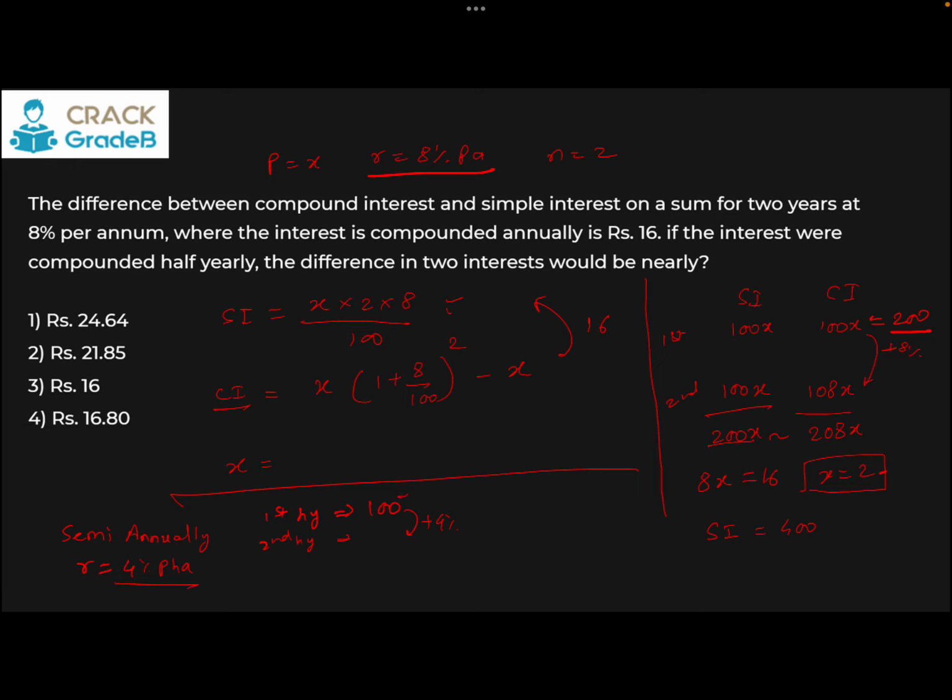And in case of compound interest, your interest increases by R% every year, or in this case 4% per half year, because our cycle is half year. So if you increase it by 4%, it is exactly 104. But now if you increase it by 4% for the third half year, then it is going to be again 104 point something. Don't consider the point something.